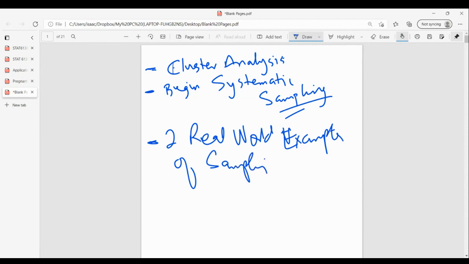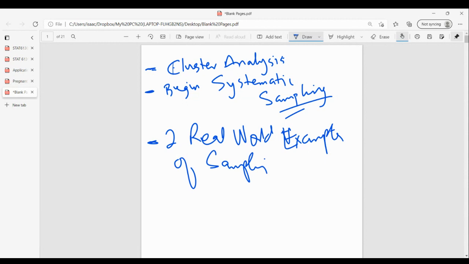And for these two real-world examples, we have two students who are in this class. We have Mr. Harun Chot, and I believe he is a research officer attached to the Ministry of Health. And we have Donald Coffey, who is the research manager at the National Insurance Board, the NIB.